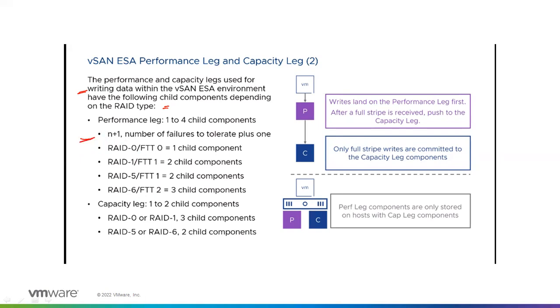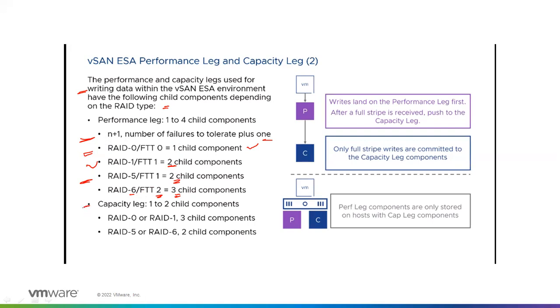N+1 failure to tolerate. RAID 0, FTT 0 always has one child component only. RAID 1, FTT 1 will have two child components, because one is for redundancy. RAID 5, FTT 1, two child. RAID 6, FTT 2, three child. Three child means one parent component plus the rest are child components, right?